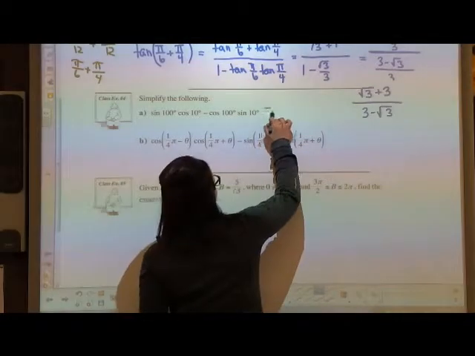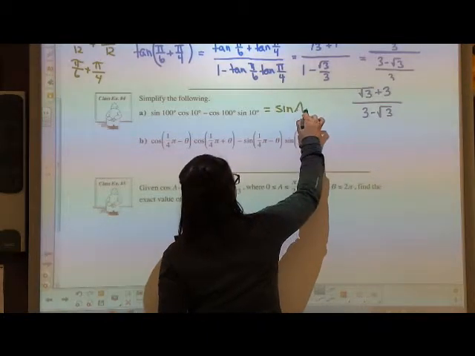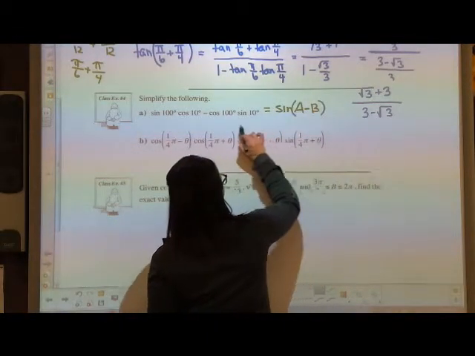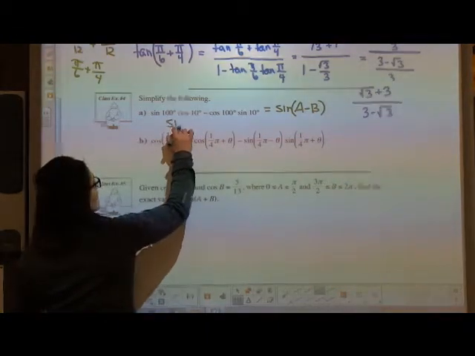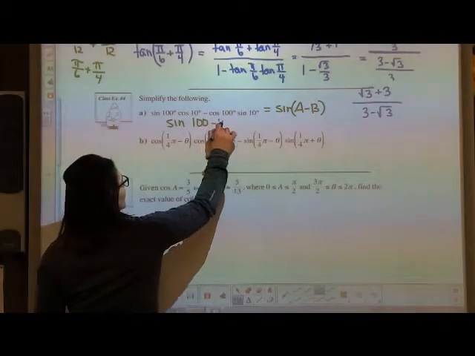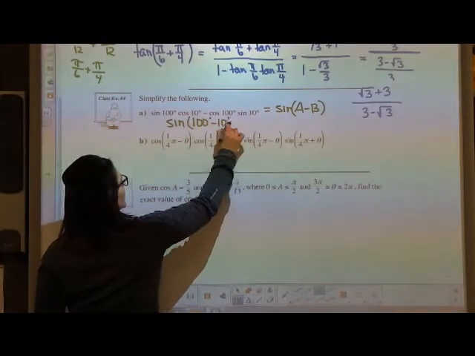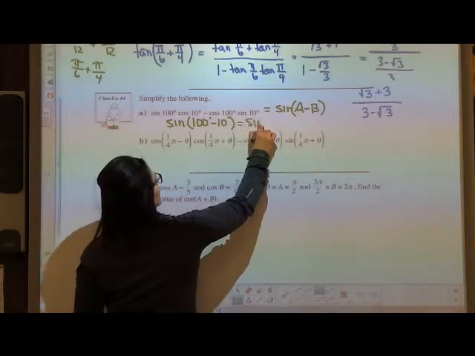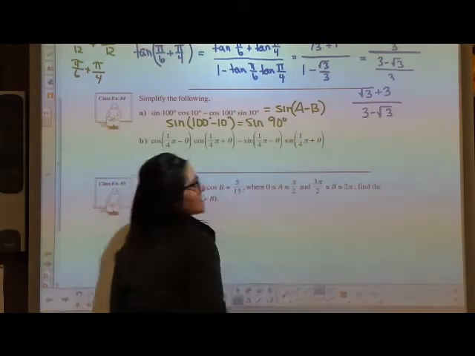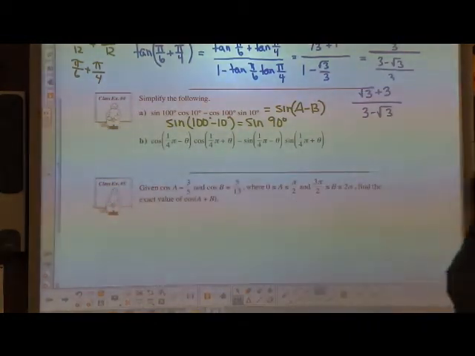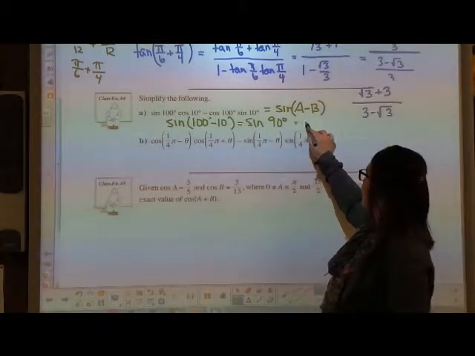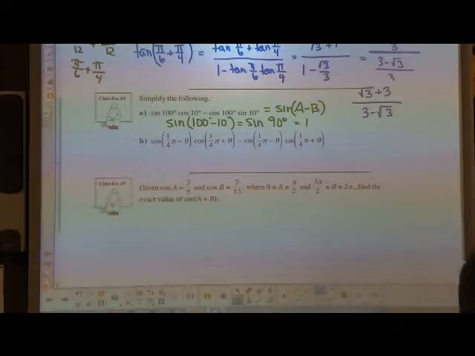This is sine A minus B. So this would then be sine 100 minus 10 degrees, which is sine 90 degrees. And what is sine 90 degrees? 1. Which is a lot simpler than having done all of those other calculations.